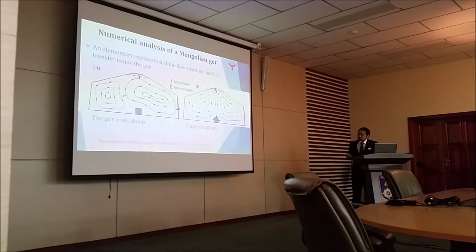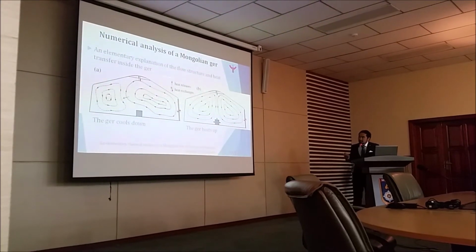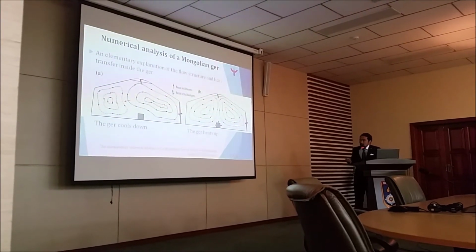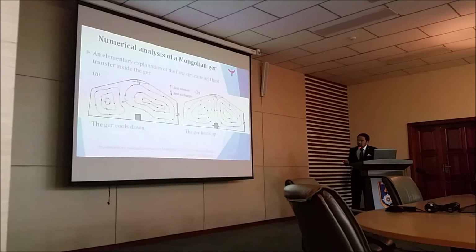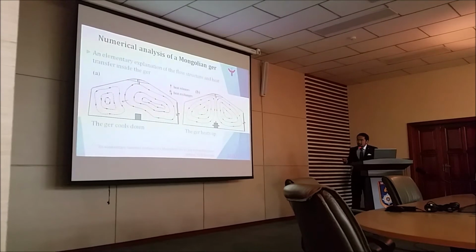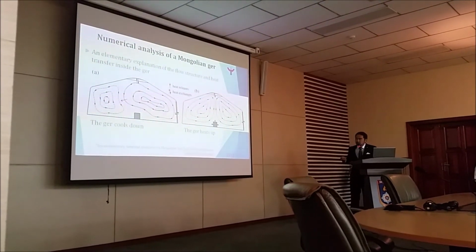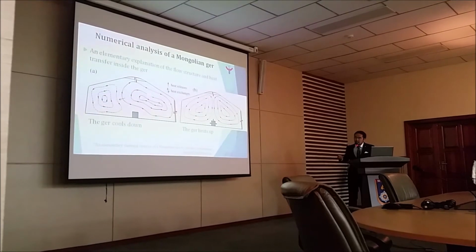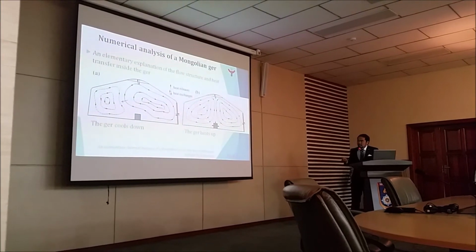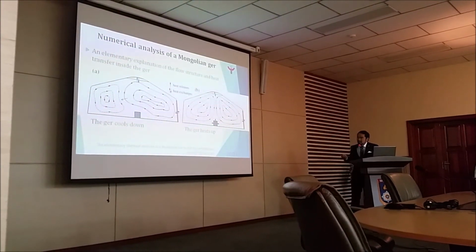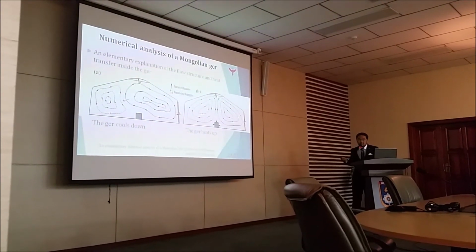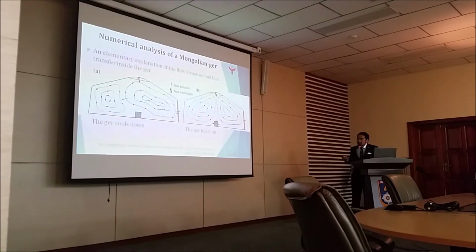So based on the simulation, we give an elementary explanation of the flow structure when the Ger gets cooled down and when the Ger heats up. When the Ger cools down, we can see one big circulation, and then after we can see a small circulation, but this small circulation is overtaken by the big circulation eventually. And when the Ger heats up, we could see two big circulations. These two circulations are very stable, and they last until the Ger heats up.